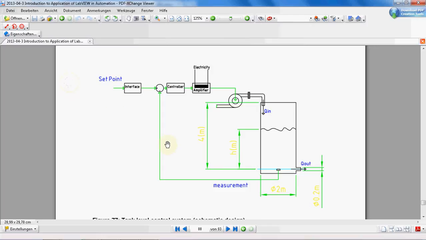In the previous video, we got familiar with the theoretical background of a tank level control system. In this video, we are learning how to make a tank level control simulation using LabVIEW. This is the system we are going to design with LabVIEW.